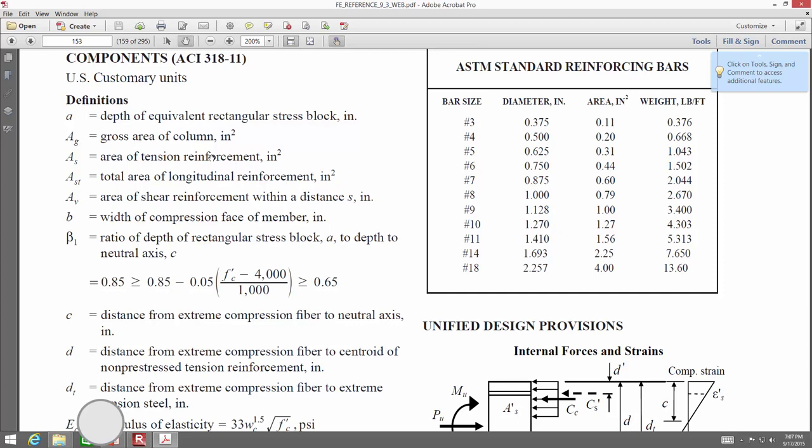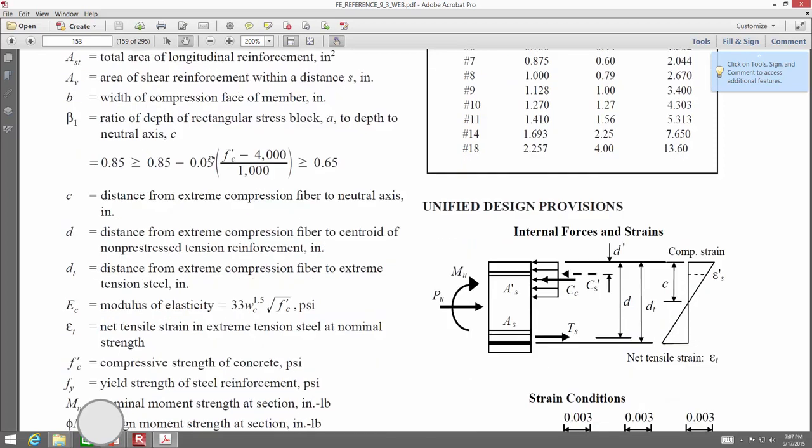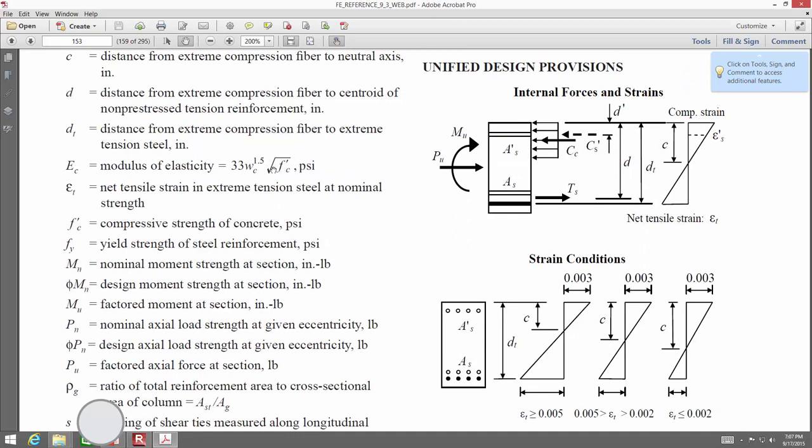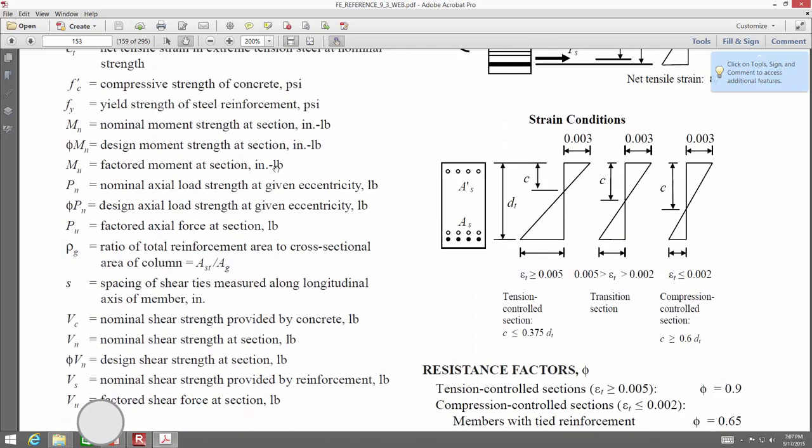Let's see. Our fundamental relationships for stress and strain for 0.85 f'c, and for the computation of factored moments. Our strain conditions, although more often than not, we're going to have a strain condition that's tension controlled. So remember, our phi value is most likely going to be 0.9. Very rarely do you have a phi value that's less than 0.9.